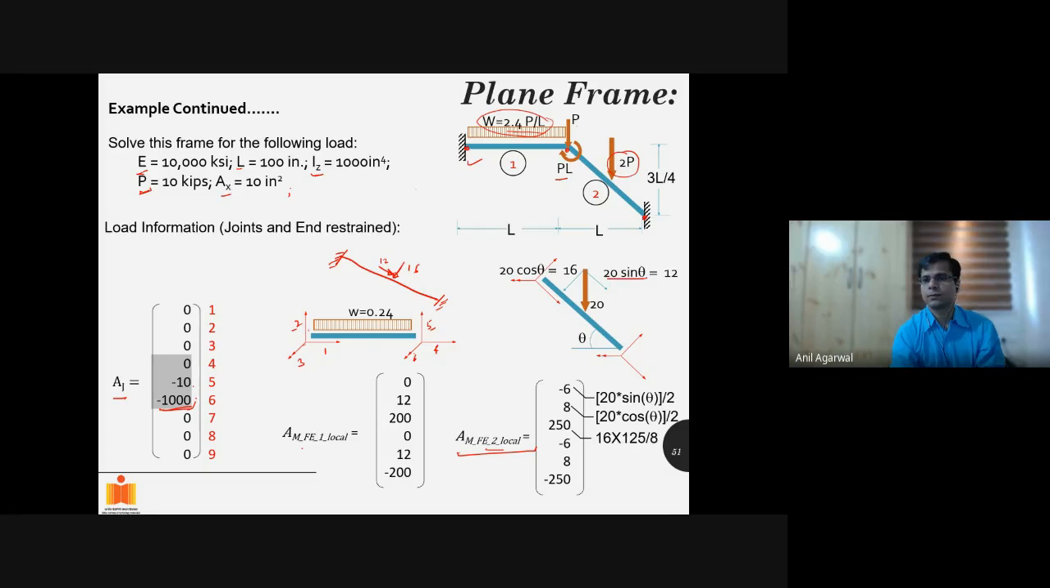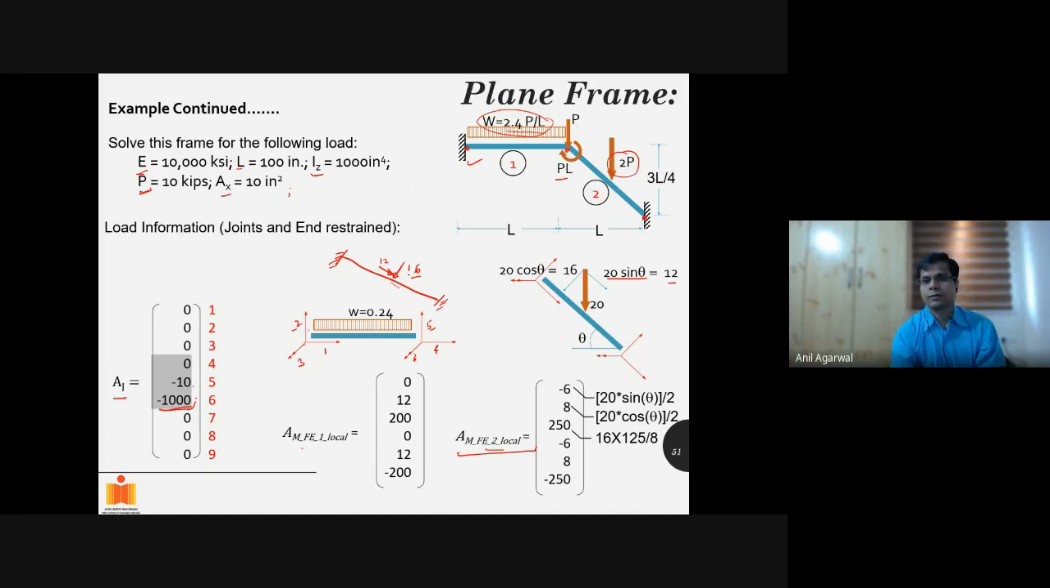This is what I've done. That is 12. So there is a force acting in the axial direction that is equal to 12 kips, and there is a force acting in the lateral direction that is equal to 16. Agreed? Everybody agrees to this? 12 and 16 breakup of the 20 kilonewton force? Yes, sir.